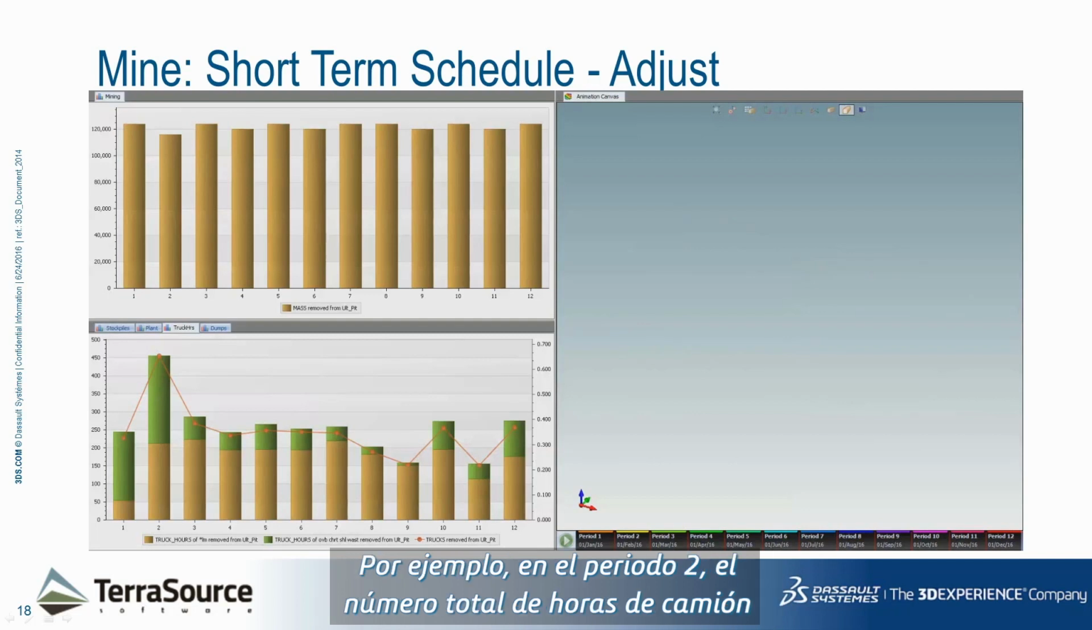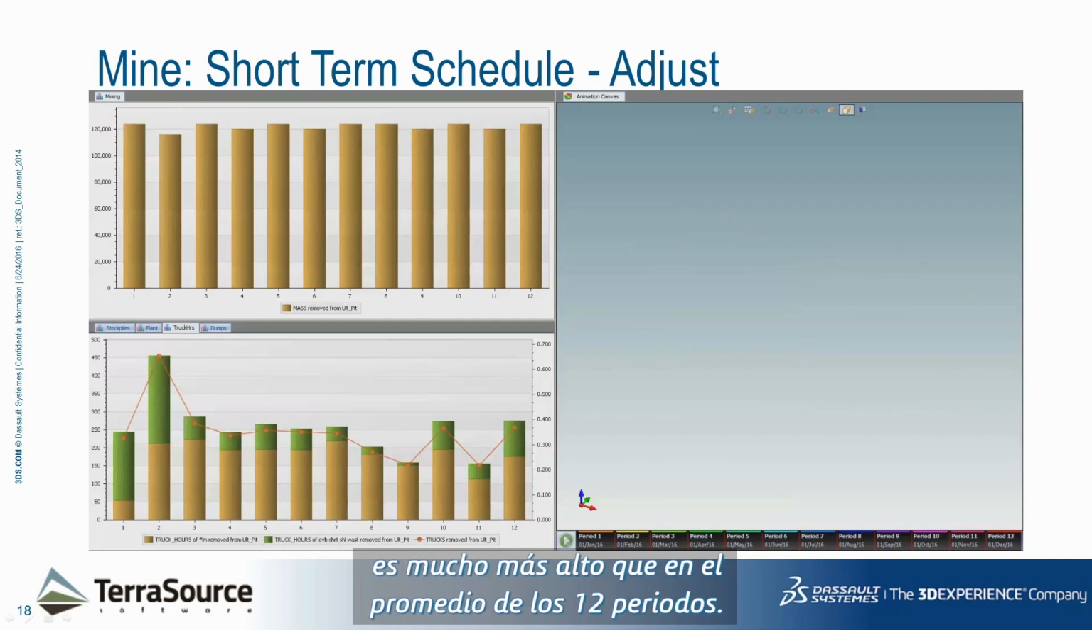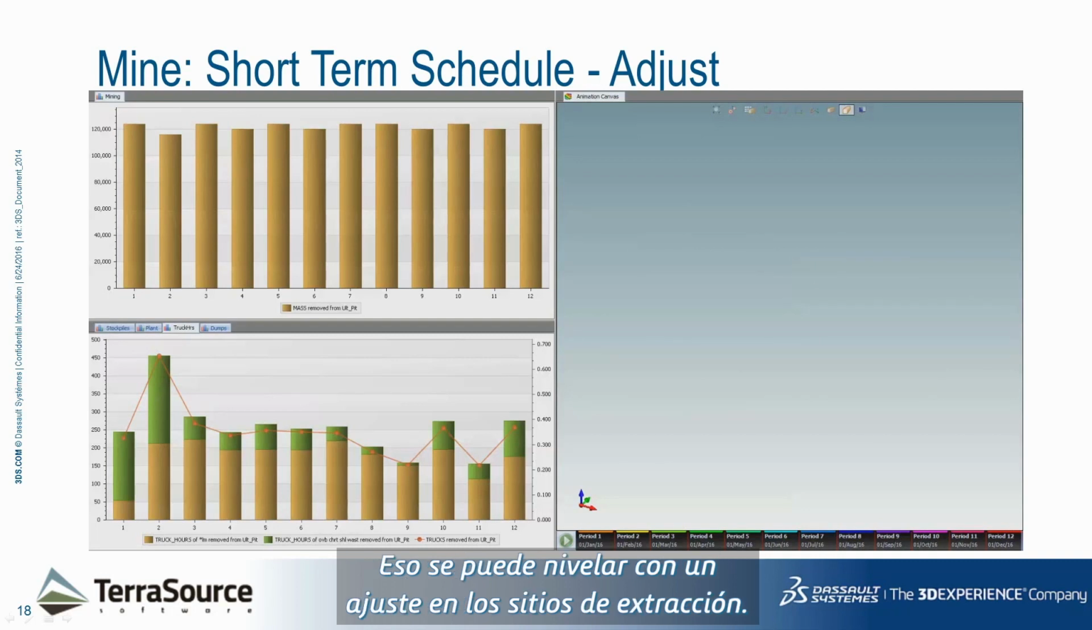For example, the total number of truck hours for period 2 is much higher than the average for all 12 periods. Perhaps it can be evened out by tweaking mining locations, but since it mostly involves moving overburden, the additional hours may be required to meet ore production goals in subsequent periods.